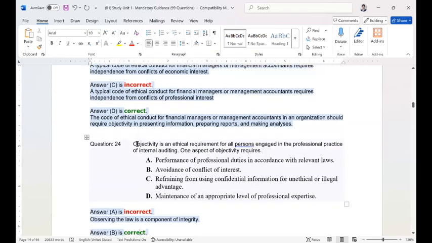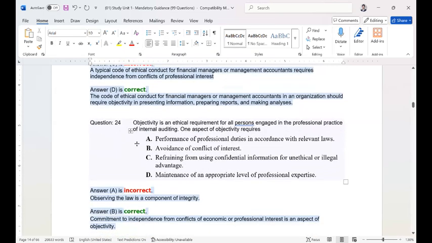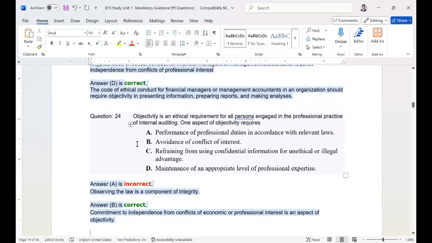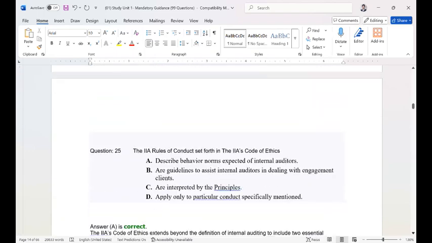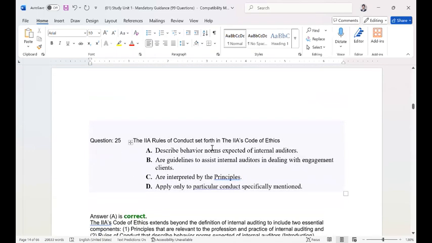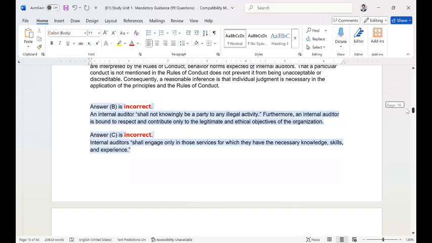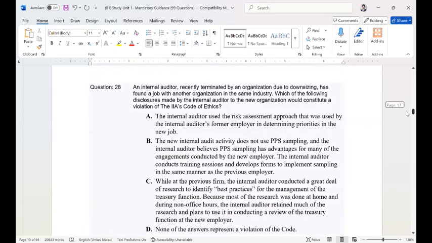Unbiased, avoiding conflicts of interest, not being influenced by others, during planning, scoping, carrying out and reporting of an internal audit. Code of ethics describes the behavior norms expected of internal auditors. You see that. All right, so let's go down.